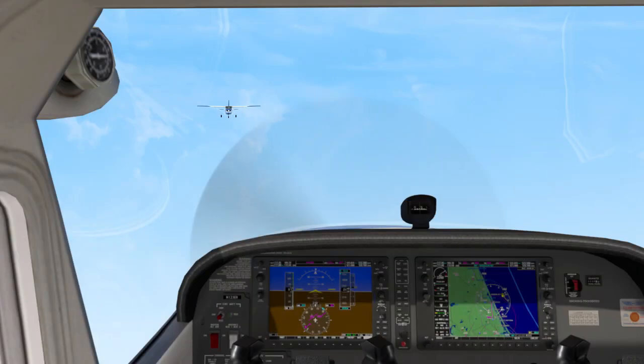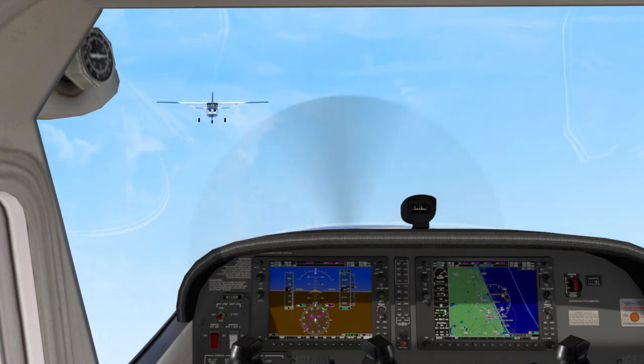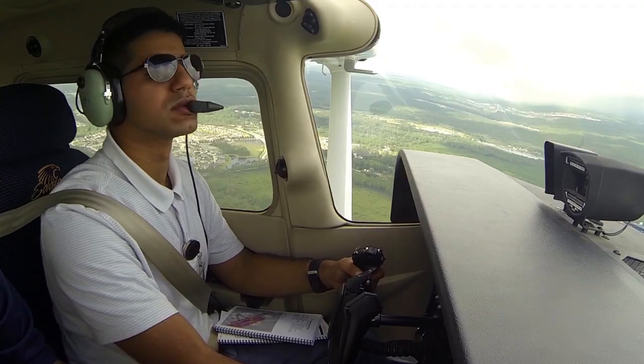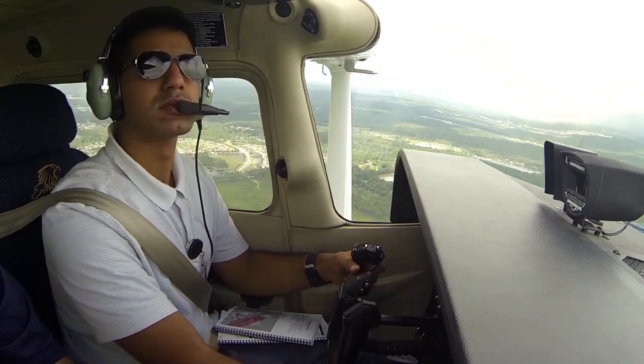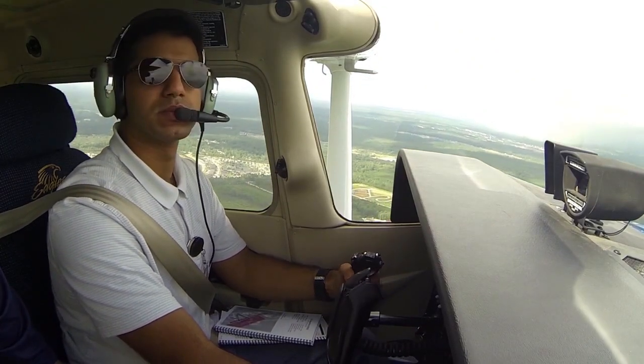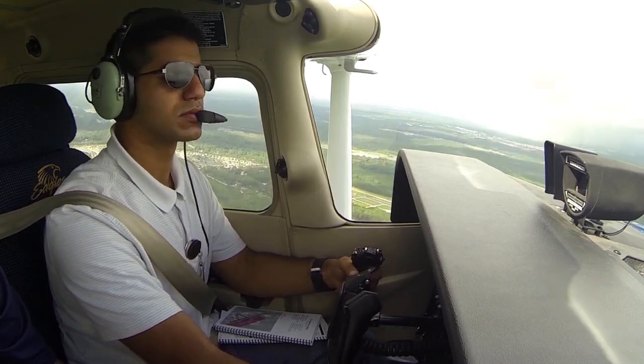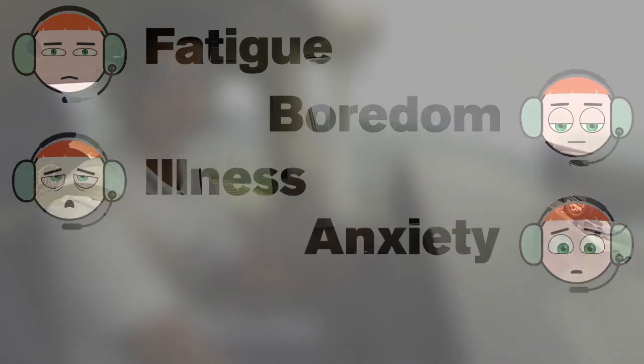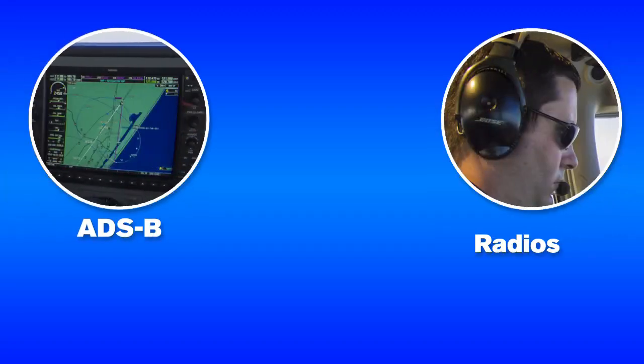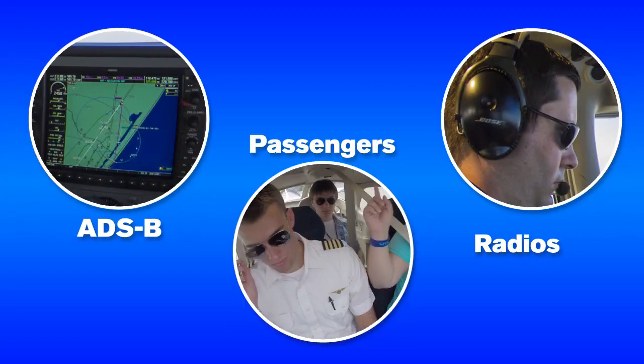If another aircraft appears to have no relative motion, it is likely on a collision course, and if the aircraft is increasing in size, then it is getting closer and evasive action might need to be taken. Scanning for traffic must be included when dividing attention between other tasks required to fly the airplane, and scanning could become less effective due to fatigue, boredom, illness, anxiety, or preoccupation with another task. Other tools like radios, ADS-B, or passengers on board can also help identify potential traffic hazards.